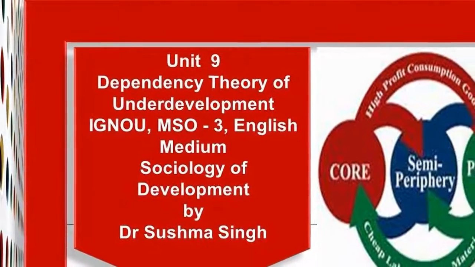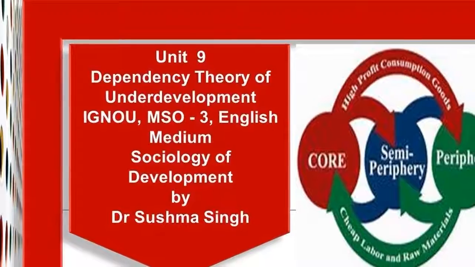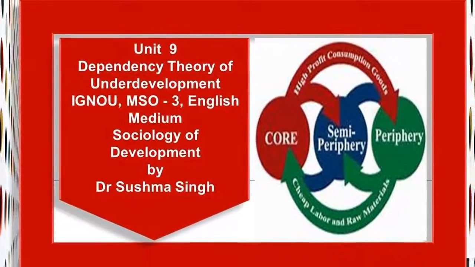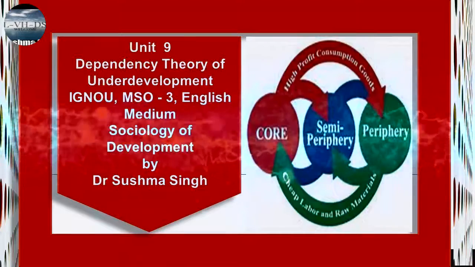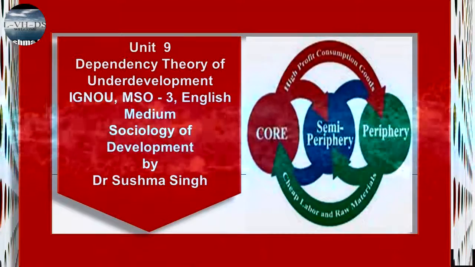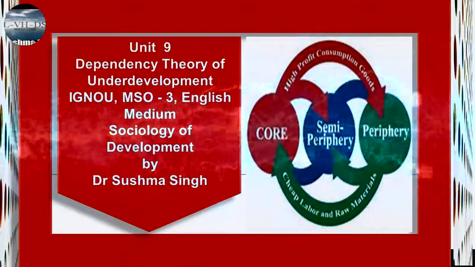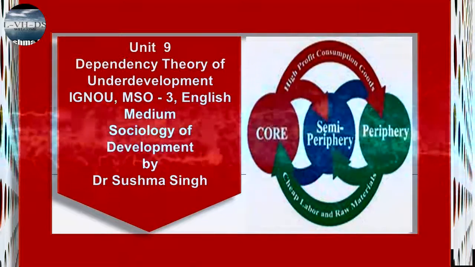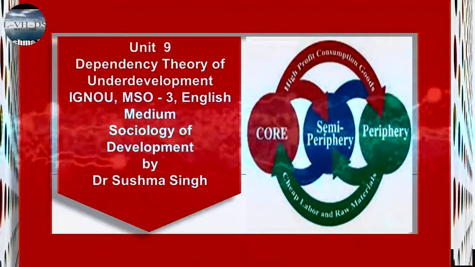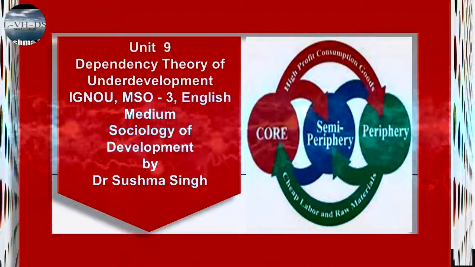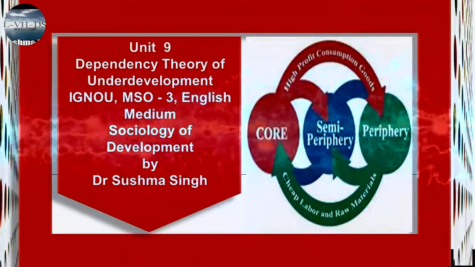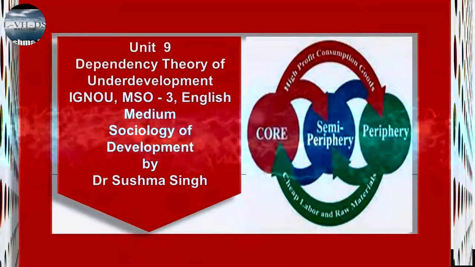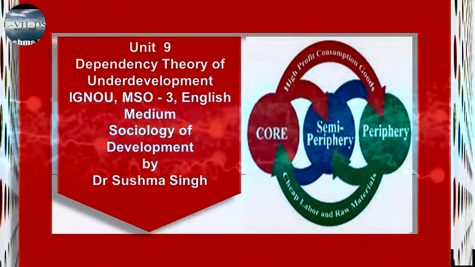Sushma Singh. Today in Unit 9, Dependency Theory of Underdevelopment, we are going to start the topic Critics of Dependency Theory. Dependency theories have provided an alternative approach to the unilinear growth model. They have critically evaluated the continued unequal relationship between countries which have their history partially in colonialism and imperialism.